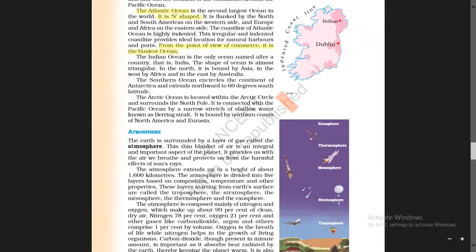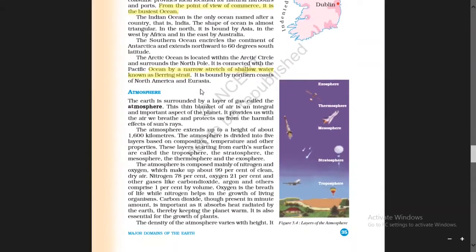This Arctic Ocean is connected with the Pacific Ocean by a narrow stretch of shallow water known as the Bering Strait. Underline this. What is the Bering Strait? So, you can see it is connected with the Pacific Ocean by a narrow stretch of shallow water, which is known as the Bering Strait. It is bound by the northern coast of North America and Eurasia. So, these are about different continents and oceans.